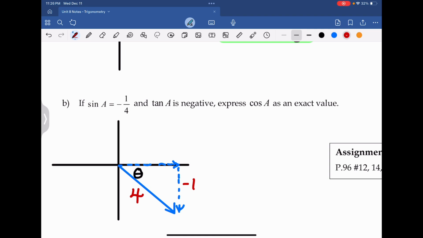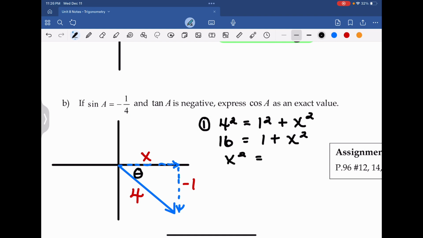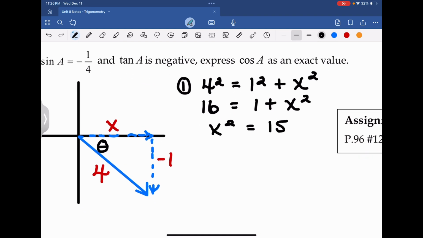Now we are missing one value here, and that's the adjacent value. All they told us was that tan was negative here. And if tan is negative, that's good because it tells us what quadrant to look in, but it doesn't tell us anything about that adjacent. We need to solve for this x value here. So let's use some Pythag. We're going to say that 4 squared is equal to 1 squared plus x squared, the value we're looking for. Now 4 squared is 16, which is equal to 1 plus x squared. We see this as x squared is equal to 15.